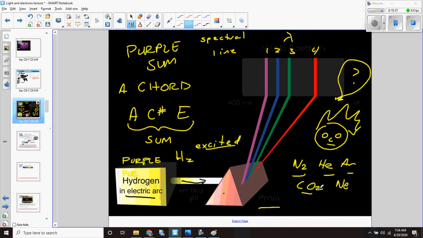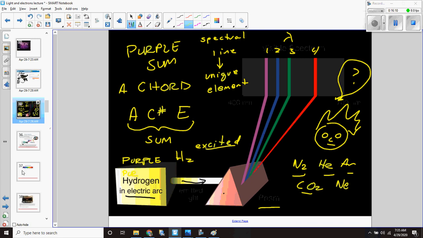Now, what's interesting is I'm going to get to the conclusion of this pretty soon, but these spectral lines are unique to the particular element. So just pause for a moment. A spectral line is unique to an element or compound. So if I saw a series of spectral lines, I could work back and figure out exactly what element was giving off that particular light.